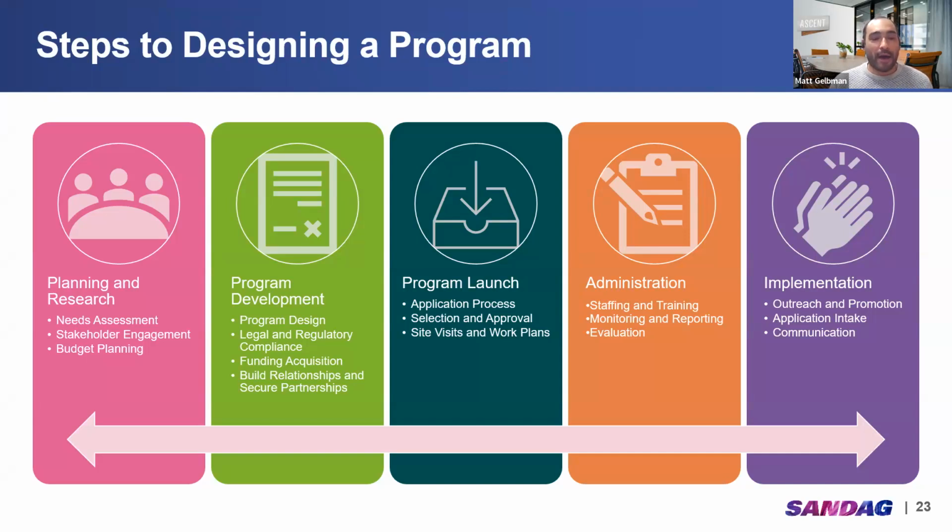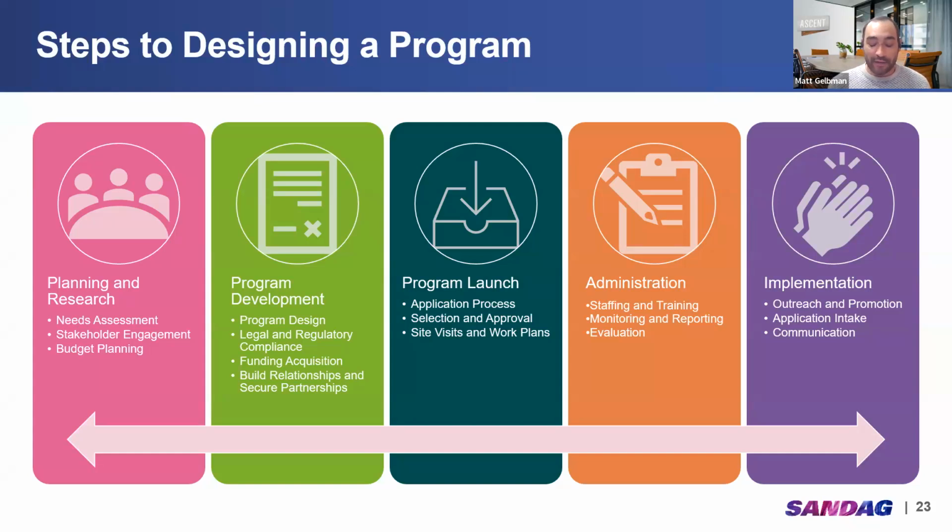So yeah, I'm going to talk about steps to designing a program and things you should think about if you're designing and starting a new program from scratch, or perhaps looking at new funding sources and need to adapt your program. We identified 5 steps here. The first being planning and research, followed by program development, program launch, administration, and implementation. The planning and research stage is really about needs assessment, engaging stakeholders, and planning your budget so you know how far your resources are going to take you.